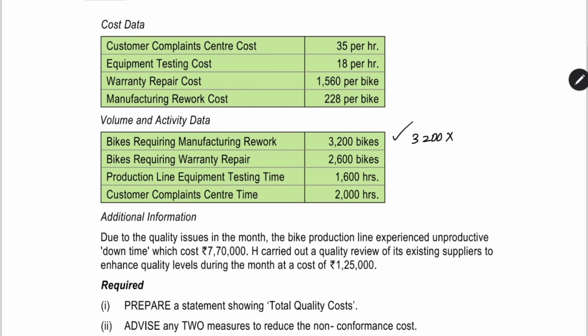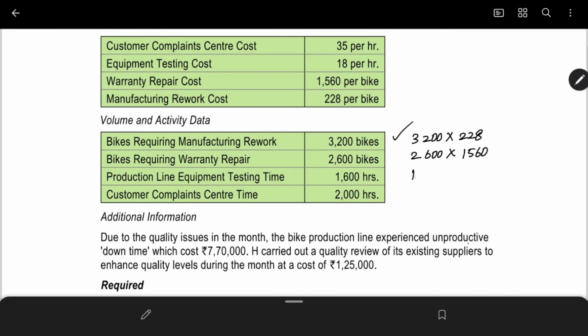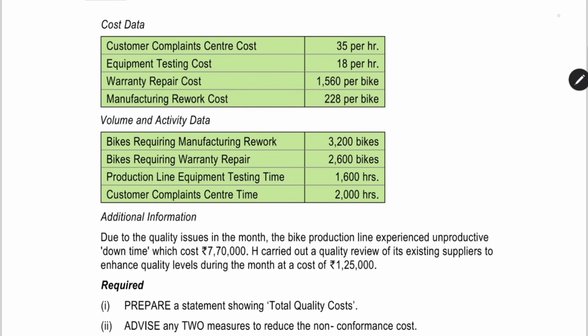3200 bikes is the manufacturing rework. You have to spend 228 per bike. 2600 is the warranty repair count, and 1560 is the cost. 1600 is the hours you spent on production equipment testing, and for that 18 is the cost. 2000 hours you spent on the customer center, and the cost is 35. Like this you have to multiply and find out the total cost. After that you have to classify.